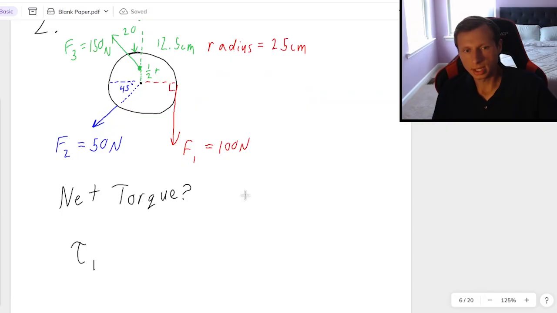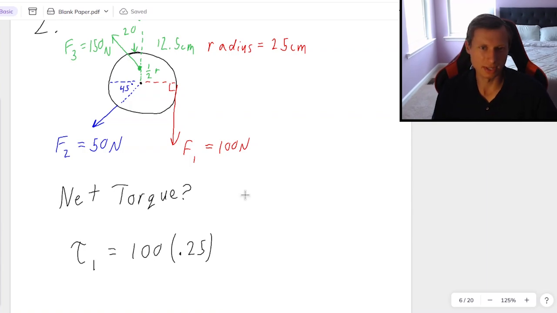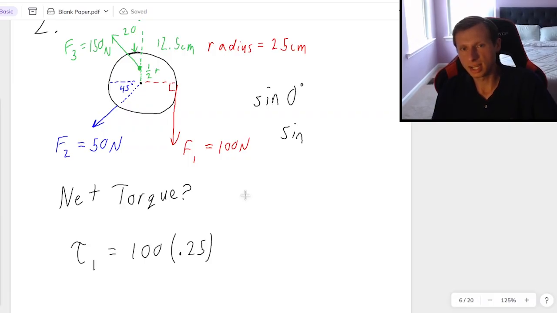Torque 1 coming from F1 is going to be the force, 100, the distance or radius, which is going to be the full radius, 25 centimeters, but I'll call that 0.25 meters, of course. Always use meters. And then sine theta. So we see it's a 90-degree angle, or maybe the angle's 0. What do you guys think? Do you think it's sine 0 or sine 90? I'll tell you, it's going to be sine 90.